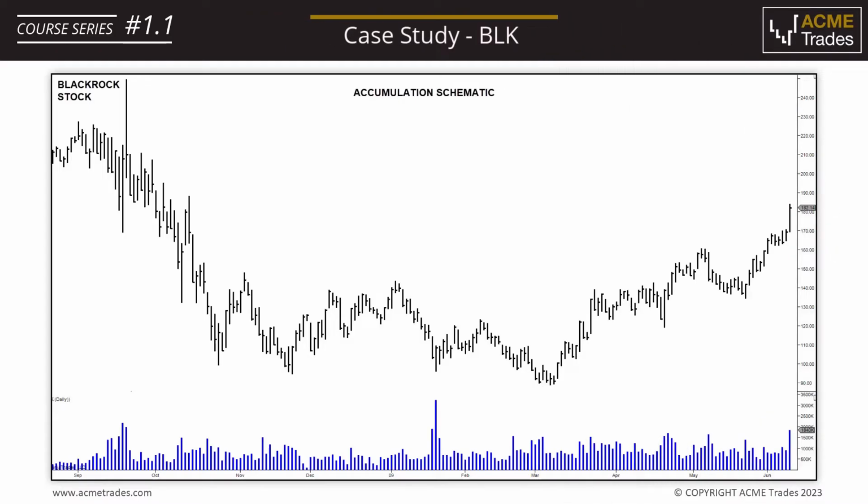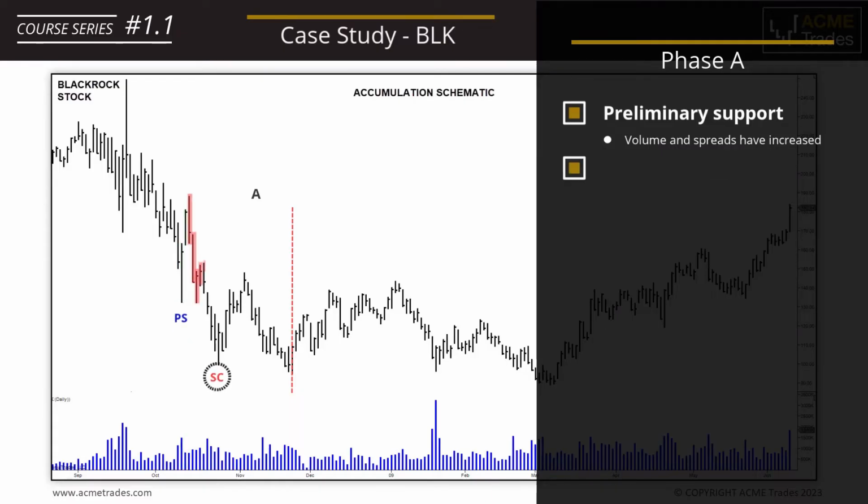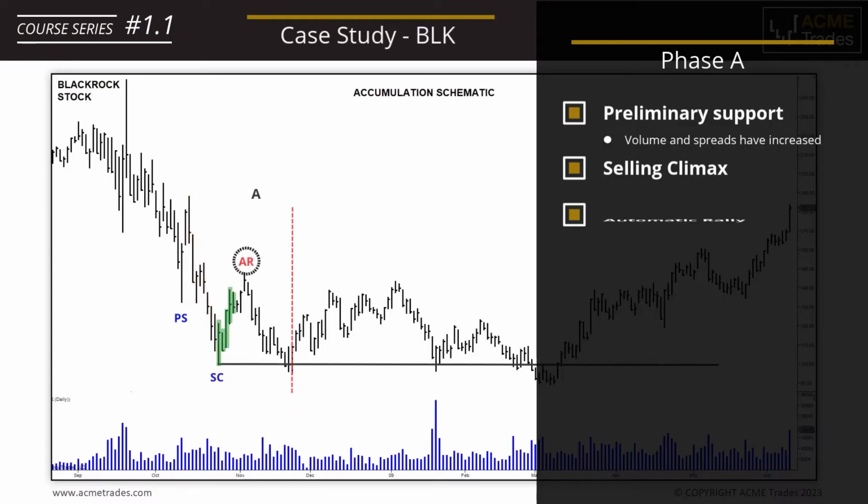So here's our blank chart. Now onto phase A within accumulation. Preliminary support over here. Note the volume. Note the spreads. They've increased. There's a little buying here. Onto the selling climax. Then to the automatic rally, which does produce the best rally since the downtrend has begun.